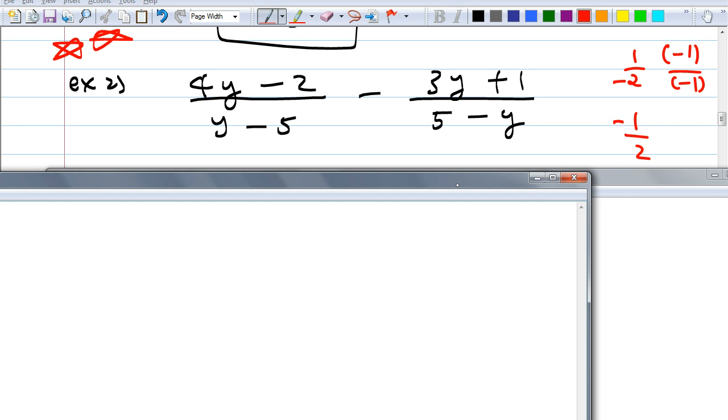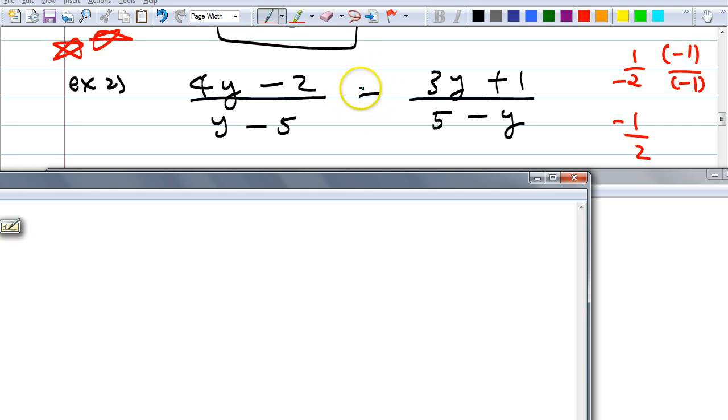So I have subtraction of two fractions again. I don't like subtraction because I keep making mistakes, so I want to write it as an addition. Somebody tell me how to do that first. Anyone? Yes, Elizabeth? You have to multiply the 3y plus 1 over 5 minus y by negative. Right. So let's just do this step by step.